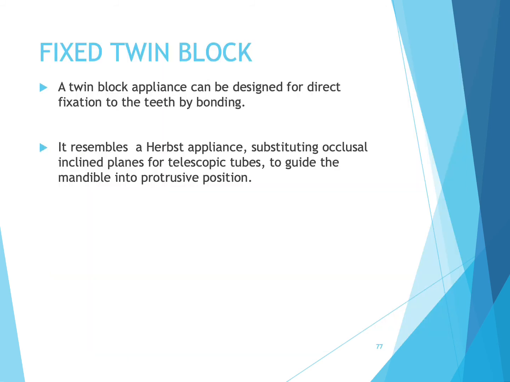The next one is the fixed twin block. The twin block appliance may be designed for direct fixation to the teeth by bonding. It resembles a Herbst appliance, substituting occlusal inclined planes for telescopic tubes to guide the mandible into a protrusive position. I will explain more about the Herbst appliance in the next two slides.